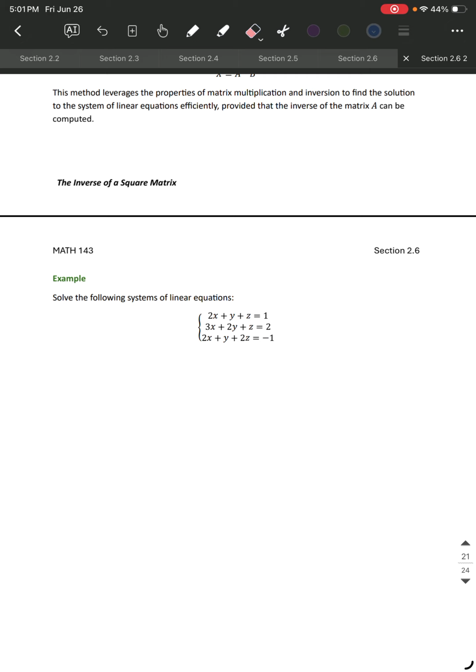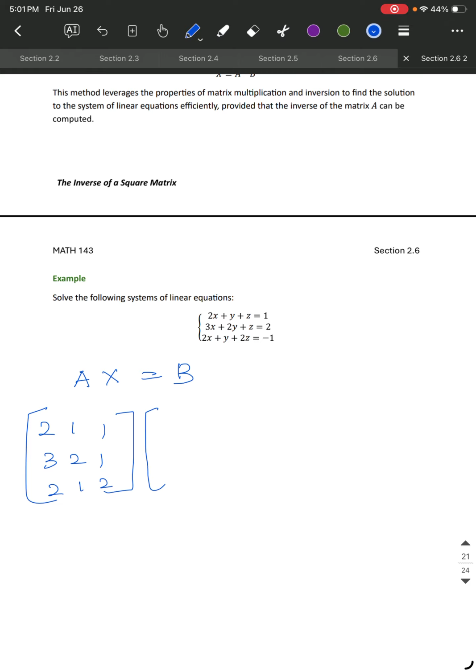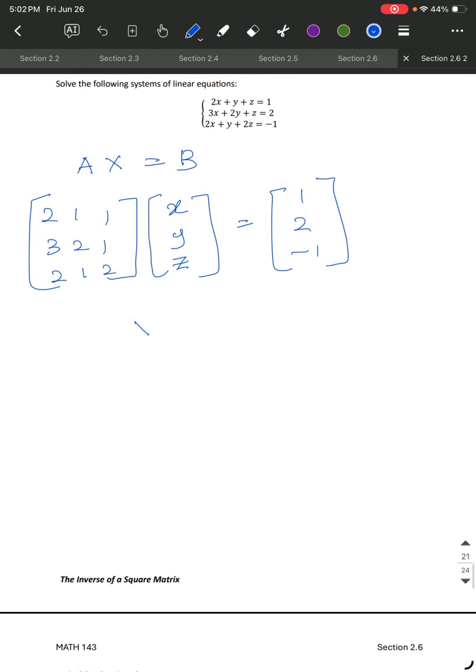Here, let's write the system of equations AX equals B. A, the coefficient matrix, 2, 1, 1, 3, 2, 1, 2, 1, 2. X, the variable matrix, x, y, z, equals the constant matrix 1, 2, negative 1. Okay, we know that X equals A inverse times B. Now, first we want to find out the A inverse.